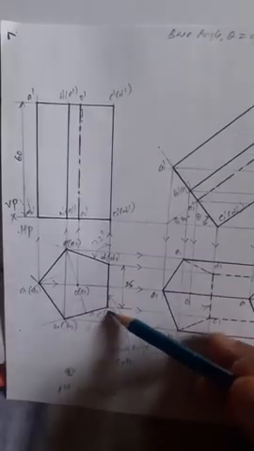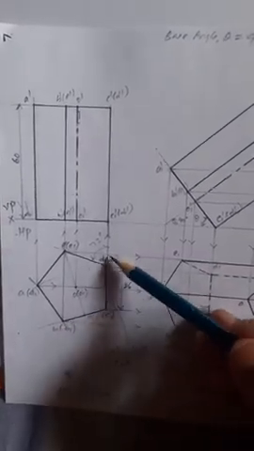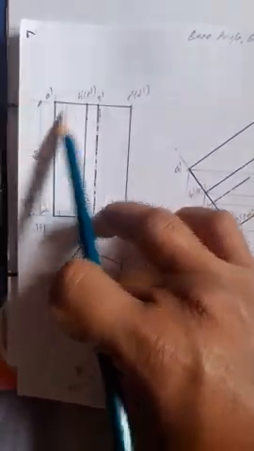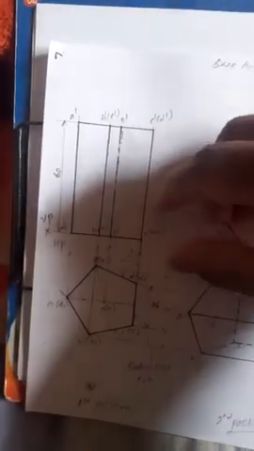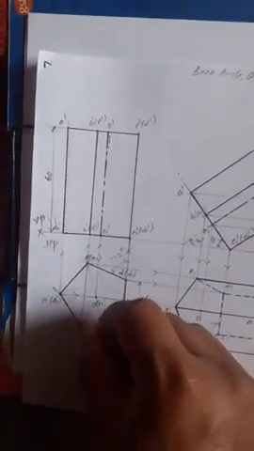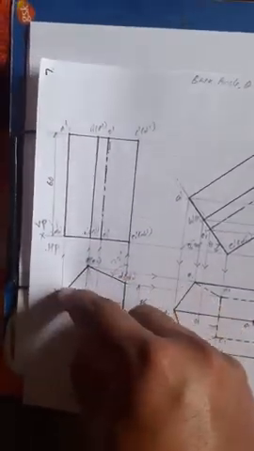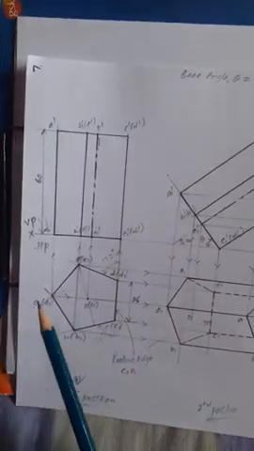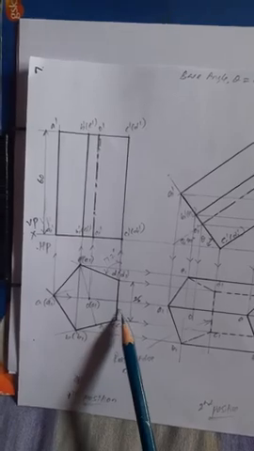On the 72 degree line, measure 25 mm with the compass. Take the radius as 25 mm, then draw an arc on the 72 degree line. We'll get two other corners. Again from those corners, with 25 mm radius, draw one more arc. Then you'll get the intersection point, one more corner here. Right? Now it is the regular pentagon.